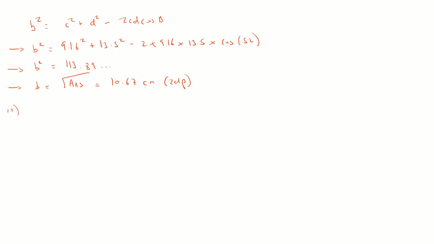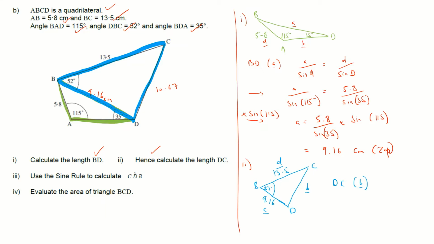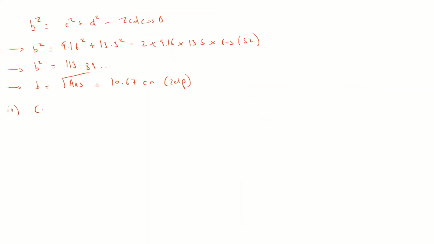What does question part 3 say? It says, use the sine rule to calculate CDB. Okay, well, luckily for me, angle CDB belongs in this triangle here from question 2. Angle CDB is this one here. It's actually angle D. So CDB is angle D.